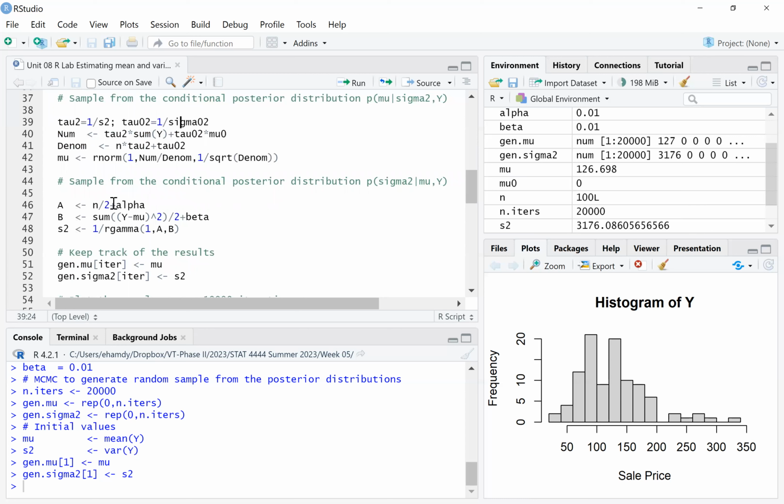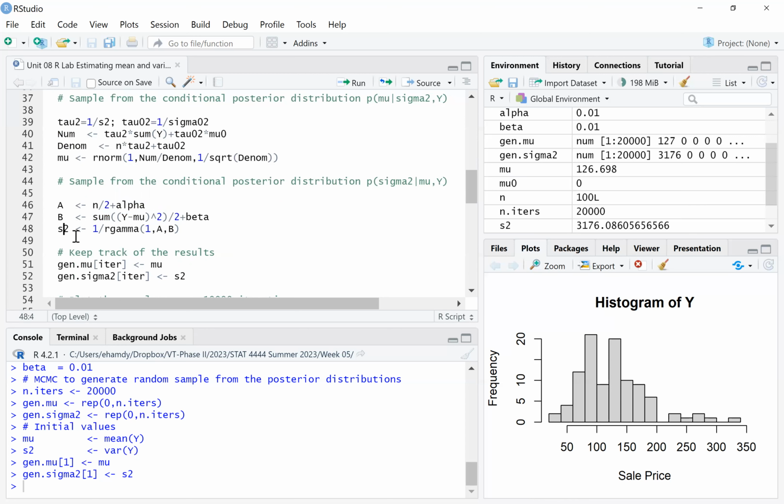And for the population variance, the posterior alpha is n divided by 2 plus alpha, the prior alpha. And the posterior beta is the sum of y minus mu square divided by 2. Because the sum of y minus mu square is n s square, it is n s square divided by 2 plus beta. This is the posterior alpha, posterior beta.